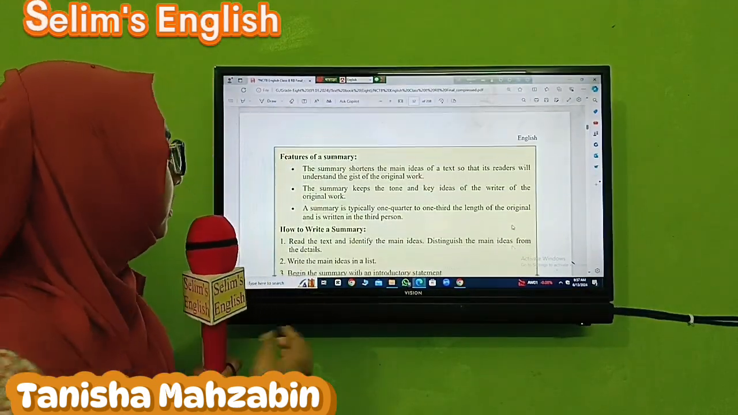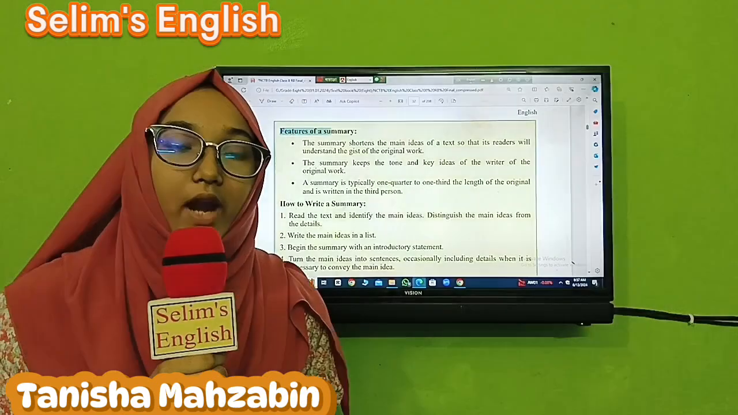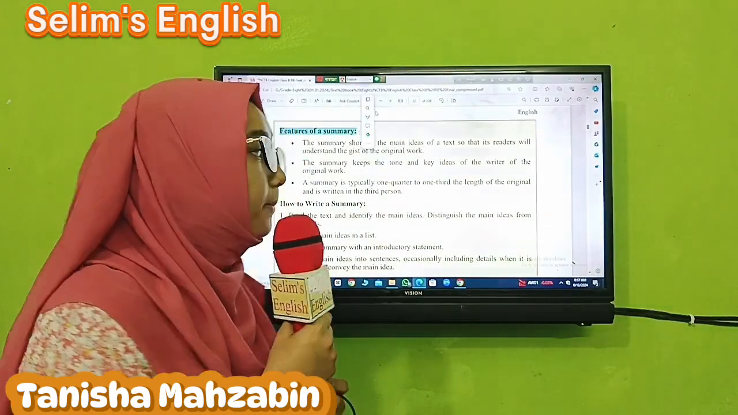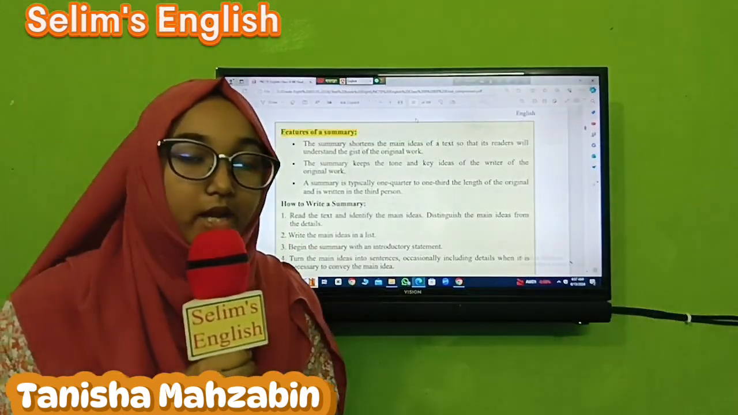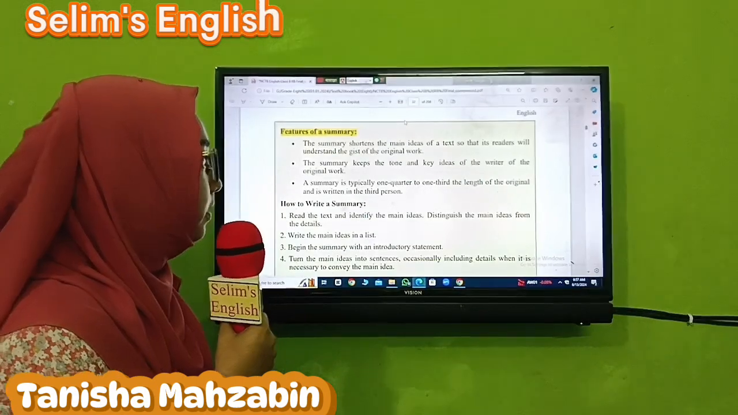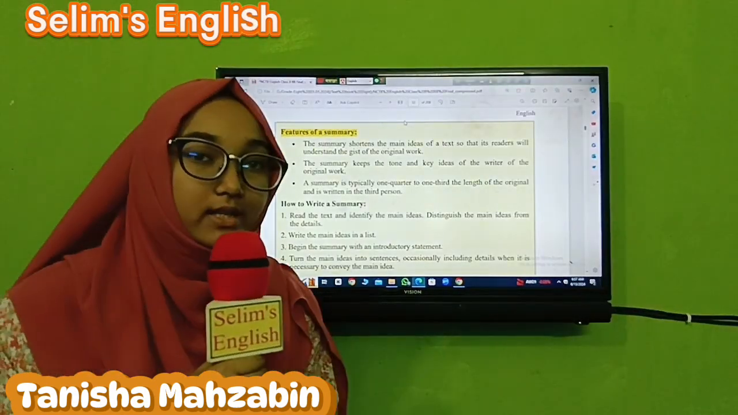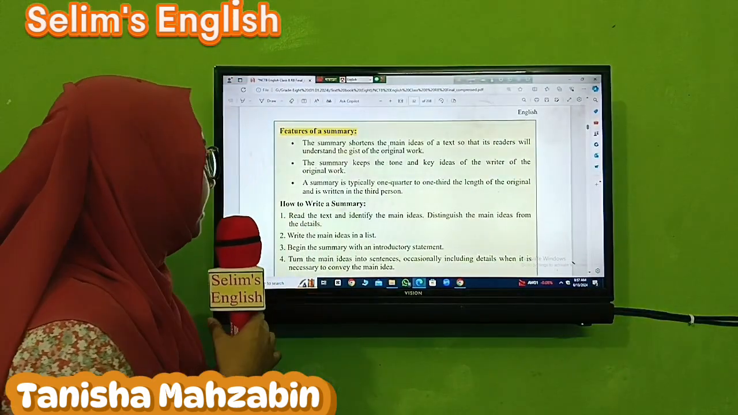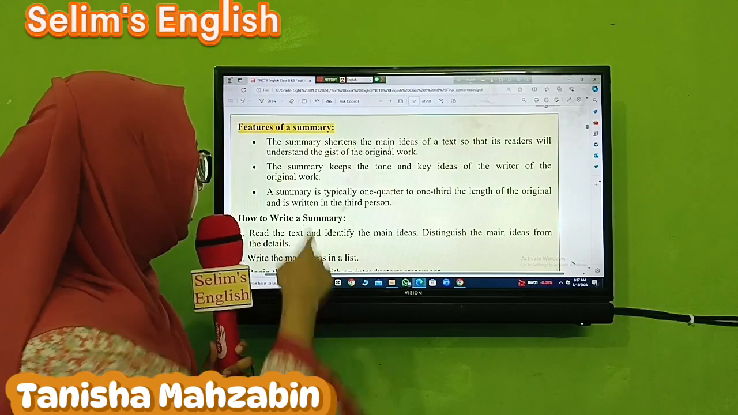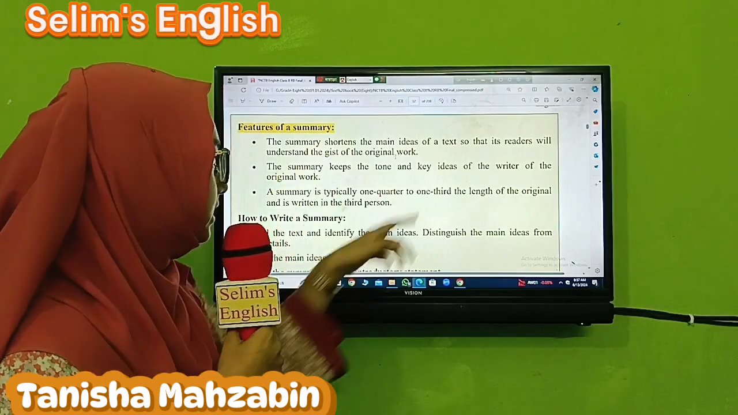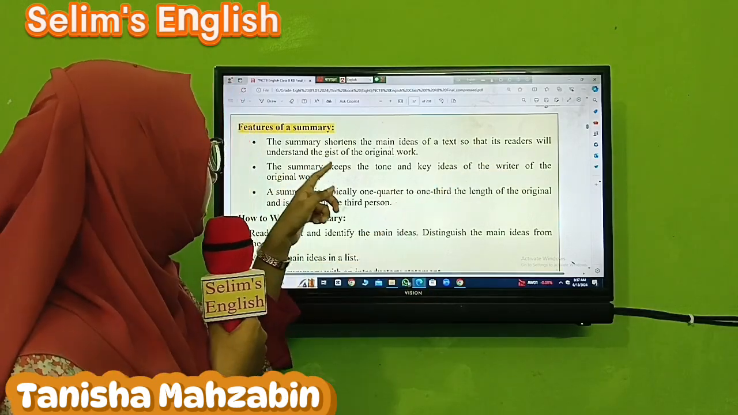So there are some features of summary. To write a summary, you have to maintain some features. What are the features of a summary, how will we write summaries, and what is included in a summary? The first feature is that the summary shortens the main ideas of a text so that its reader will understand the gist of the original work.